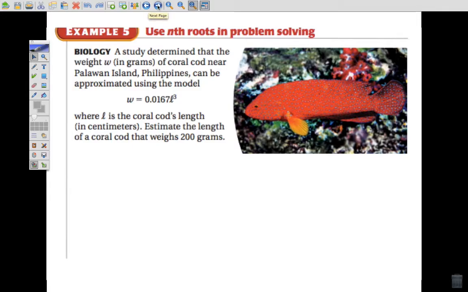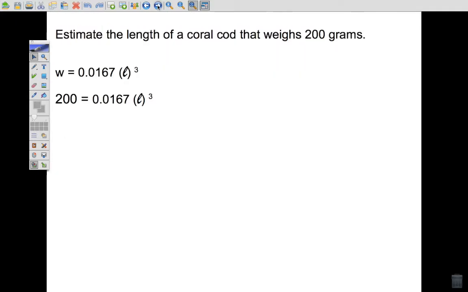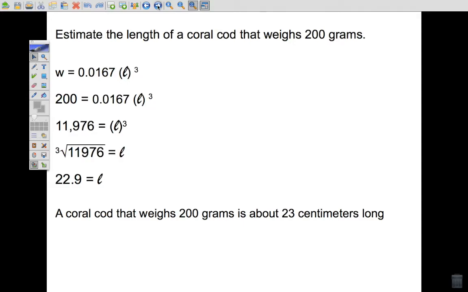To recap yesterday's lesson, just a quick example that shows you a possible situation where you might need to use exponents. In this case, if you knew this fish's weight, but you really needed to know the length, you could put 200 in place of W, divide both sides by that coefficient, and then cube root both sides. And you could say that the length of that coral codfish was approximately 23 centimeters long.